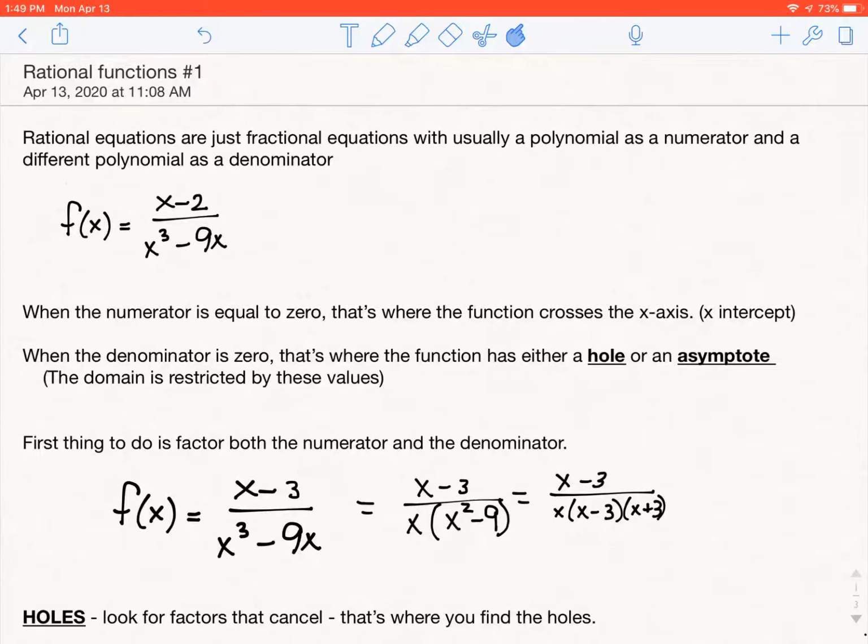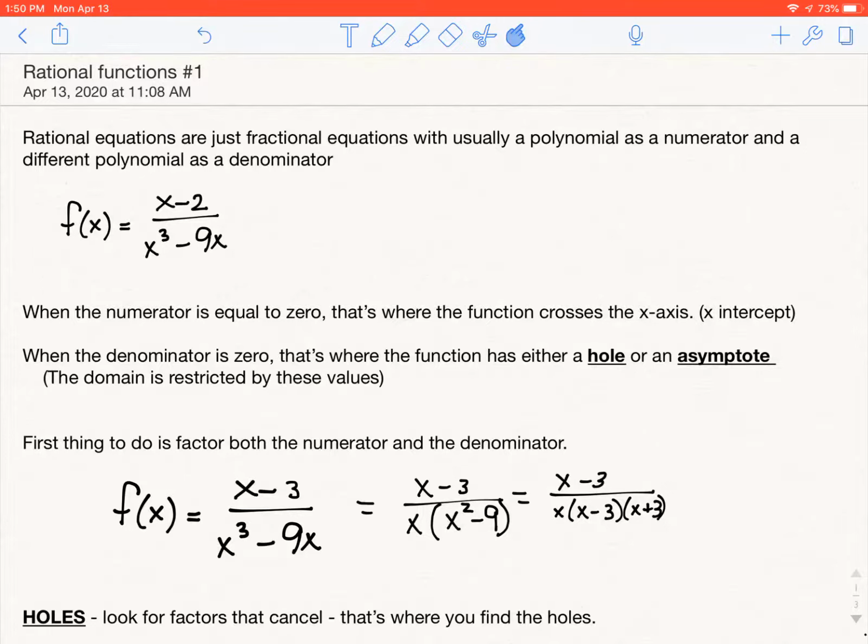about rational functions and asymptotes and holes. So first of all, a rational function or equation is just a fractional one where there's usually a polynomial as a numerator and a different polynomial as the denominator. So my example there is f of x equals (x minus 2) over (x cubed minus 9x).